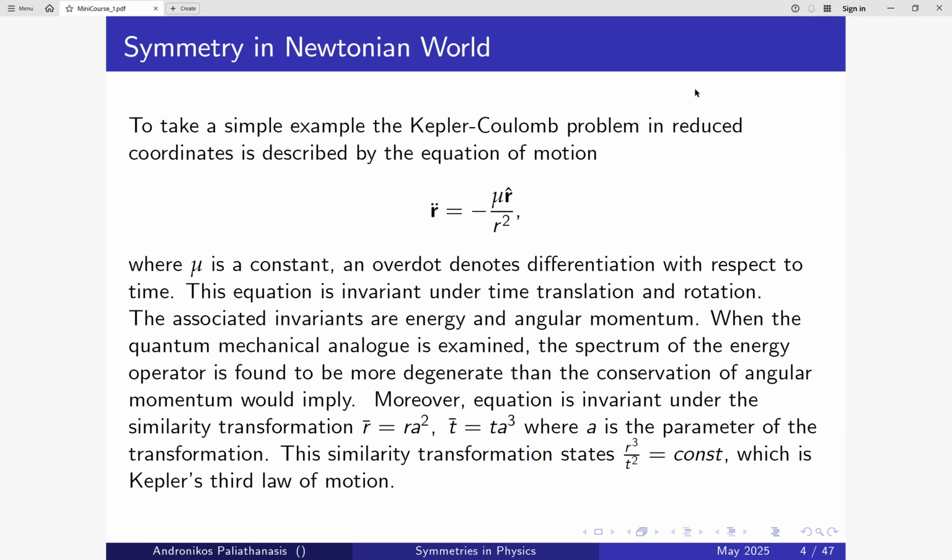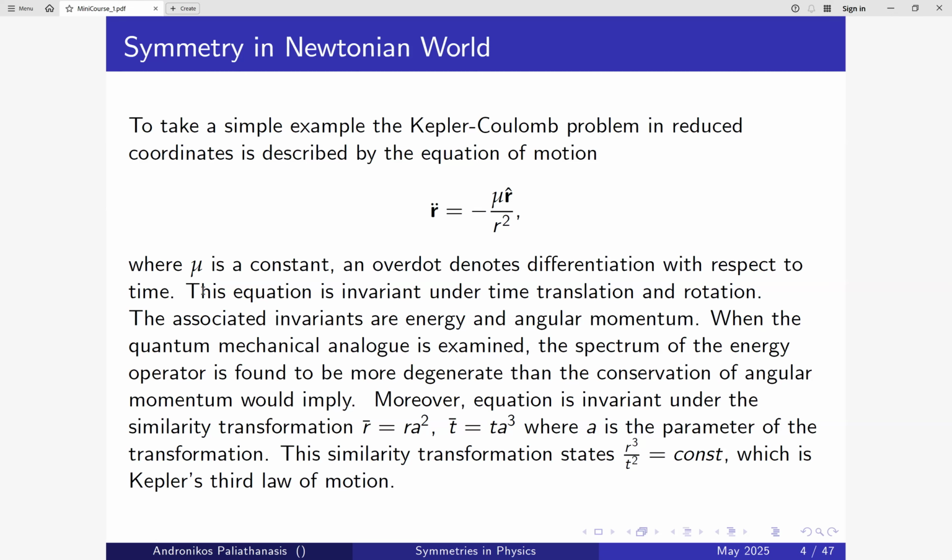It is described by the equation of motion given by a second-order differential equation. As a physicist, a dot represents a derivative with respect to time. Now, mu is a constant related to the mass applied to the gravitational law. An overdot denotes differentiation with respect to time.